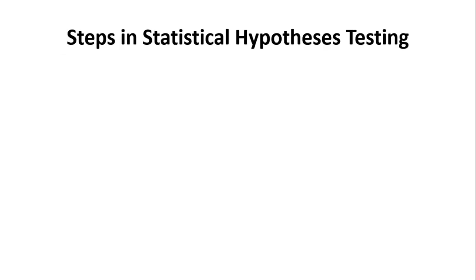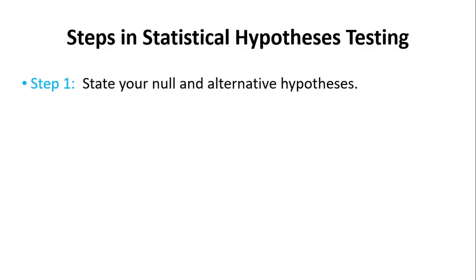So what are the steps in performing statistical hypothesis testing? One is to state your null hypothesis and alternative hypothesis correctly. Remember, the null hypothesis is the hypothesis of no effect, no association. So we assume nothing happened, while the alternative will complement your null hypothesis. So it's very important to be able to state your null hypothesis correctly.